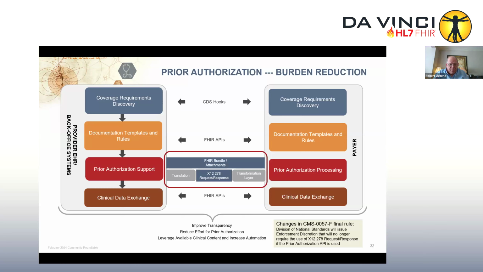The third step in the process is to submit the information to the payer, assuming we've gone that far, because there are ways to stop the process at both the coverage requirements discovery and the documentation templates and rules step. Now, up until this most recent final rule came out, there was an absolute requirement that we had to support, unless you're operating under an exception that was granted to Da Vinci payers, that you have to go through an X12 278 as part of the HIPAA requirements.